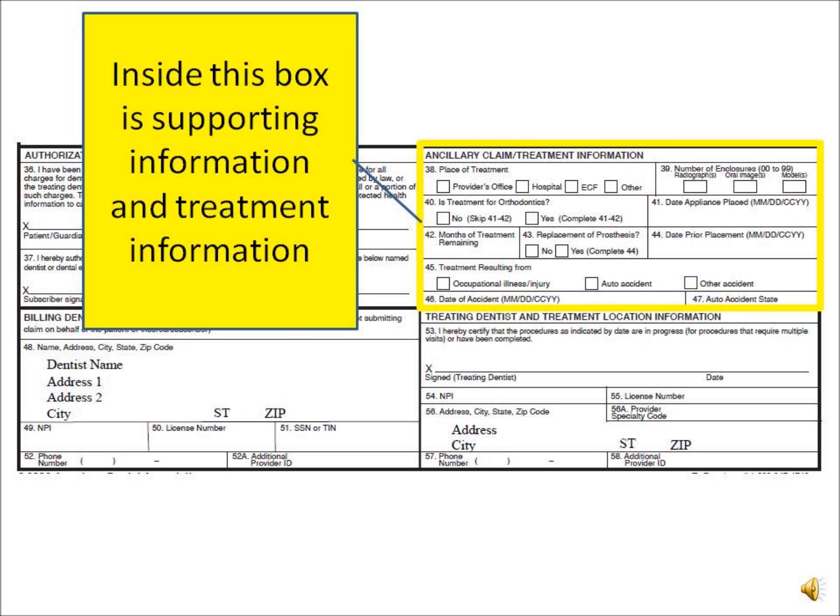In box 45, we mark off whether this is treatment resulting from an occupational injury, which would be workers' comp, an auto accident, or an other accident, and the other accident would be considered under premise insurance or liability insurance. Box 46 and 47 are the date of the accident and the state it was in if it was an auto accident.